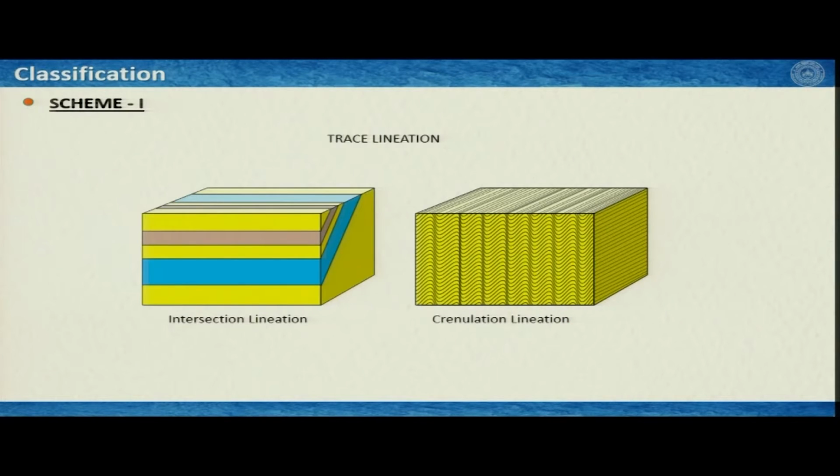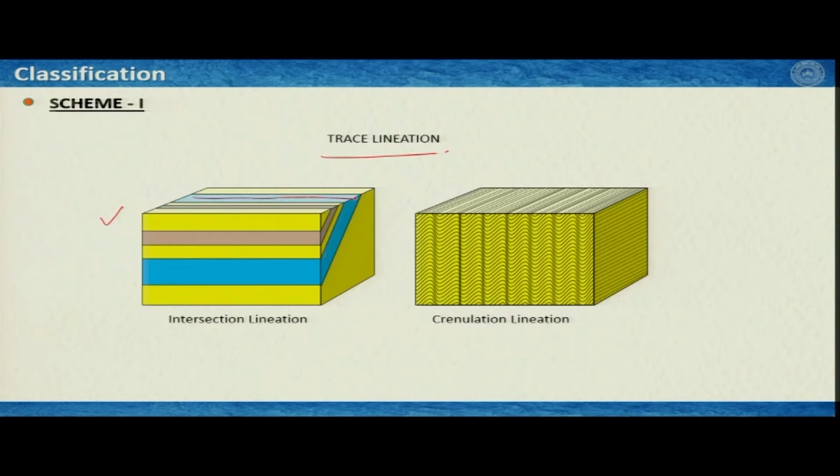And if we go to the next slide and continue the scheme 1 classification, as I talked about, the third one is the trace lineation. So, here these are mostly intersections of different planes, and these intersections define the lineation. So, in the first block diagram, what we see here, again the same block, and we see this blue and this slightly lighter brown two layers.